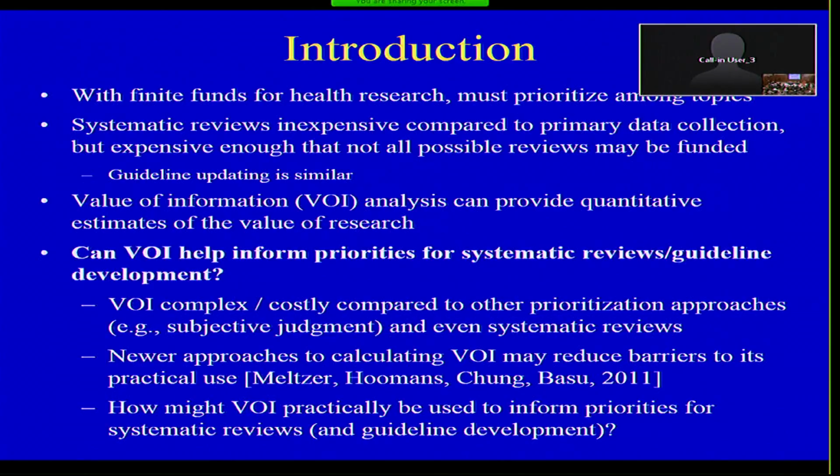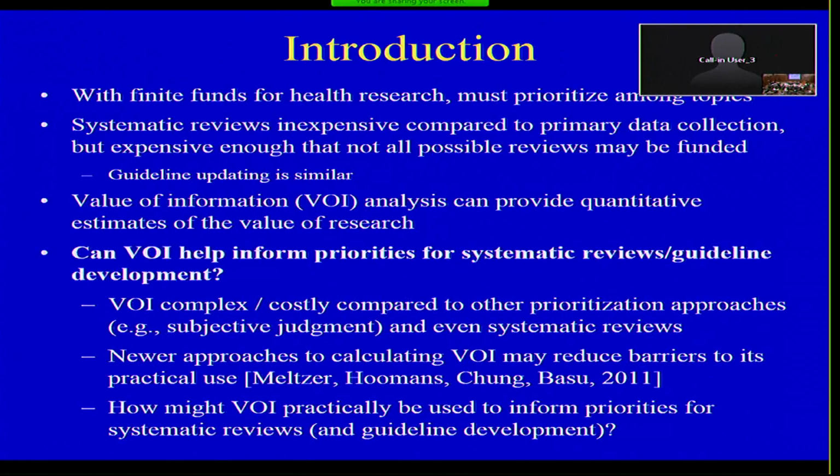We all know that doing research and updating guidelines is costly, and as a result, we have to choose carefully among topics. Systematic reviews or guideline implementation are less expensive than primary data collection, but obviously expensive enough that you can't do all reviews or update guidelines all the time. So you need a way to prioritize. Value of information analysis is a strategy to try to provide some quantitative evidence of the value of research. The question we set out to understand is whether this approach could inform priorities for systematic reviews or guideline developments.